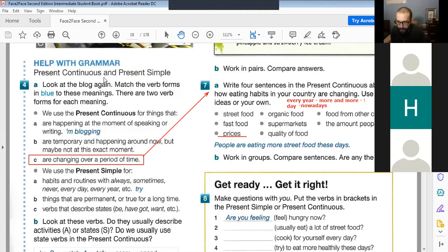Hajar, what's your example? It's also about supermarkets. There is a lot of supermarkets these days. No, not correct. You can say more and more supermarkets are opening these days. Or you can say more and more businessmen are opening supermarkets in Tripoli these days, or in Libya these days. Maybe this is a good one.